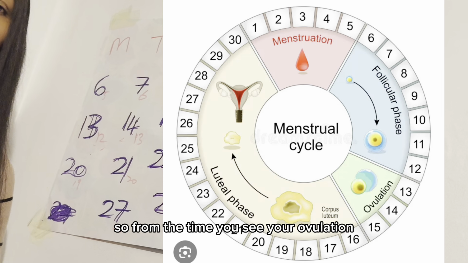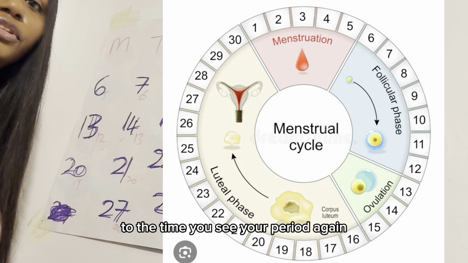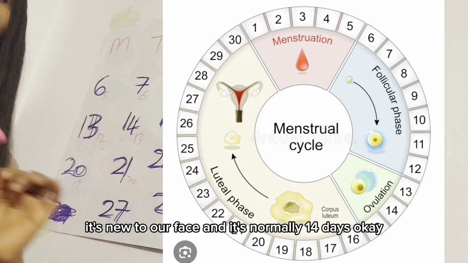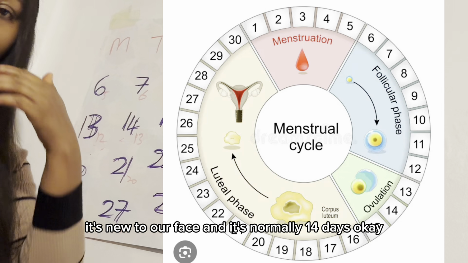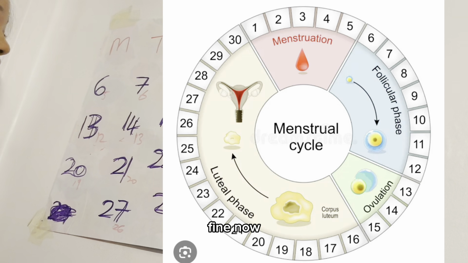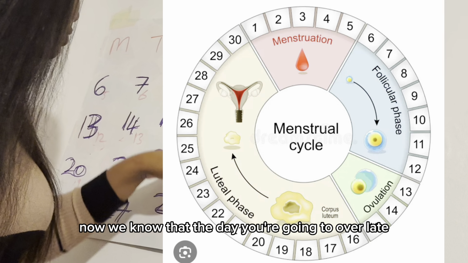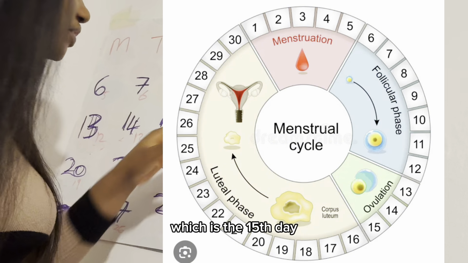So from the time you see your ovulation to the time you see your period again is the luteal phase, and it's normally 14 days. That's why we use 14 to subtract from the length of your cycle. Now we know that the day you're going to ovulate is the 15th day.